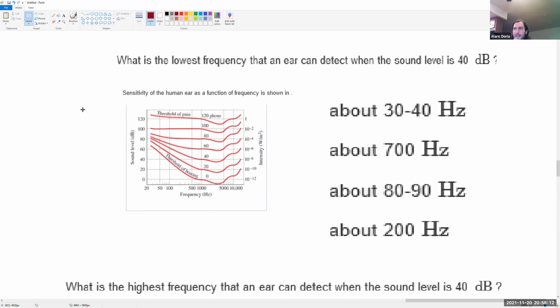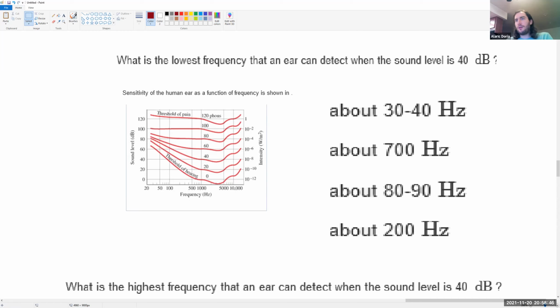So 40 decibel sound level, that's like a soft conversation with somebody kind of nearby. You're in a quiet room and you're talking to your friend. You're not really loud. You're not really quiet either. You're not whispering. It's kind of like a gentle conversation. So when the sound level is 40 decibels, what is the lowest frequency that an ear can detect, a human ear?